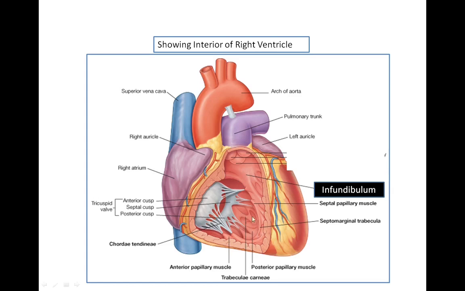These are the muscular ridges. Due to these muscular ridges, this inferior part, or inflowing part, is rough. Why is it called inflowing? Because this is the right atrium, this is the right ventricle. So this is the communication, the right atrioventricular orifice, and this white part is nothing but the valve, the tricuspid valve.